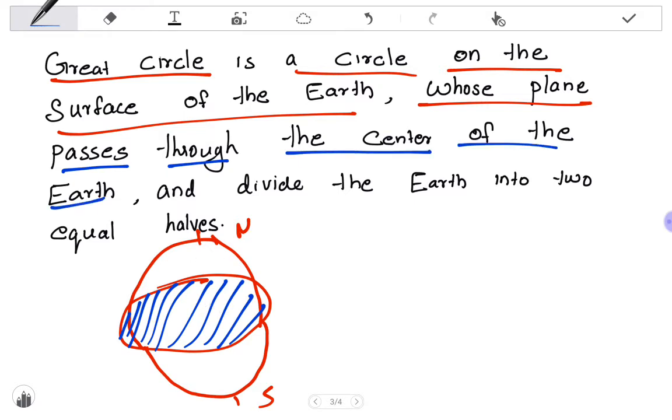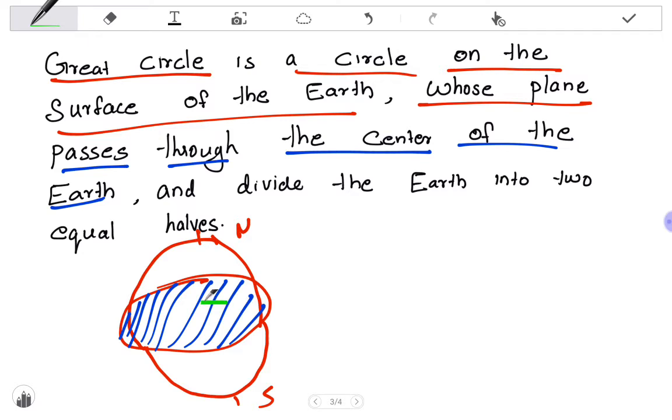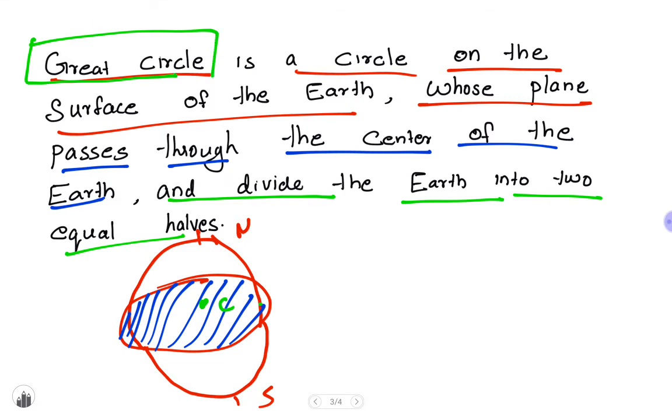So the earth has its own center, correct? That circle's plane must pass through the earth's center and divide the earth into two equal halves. So that circle can only be called a great circle.